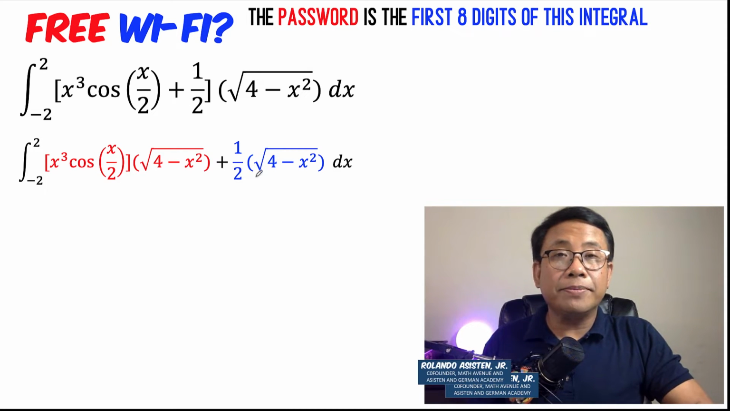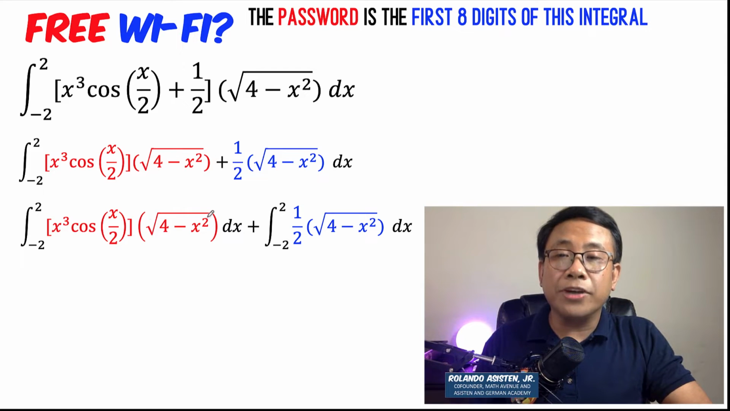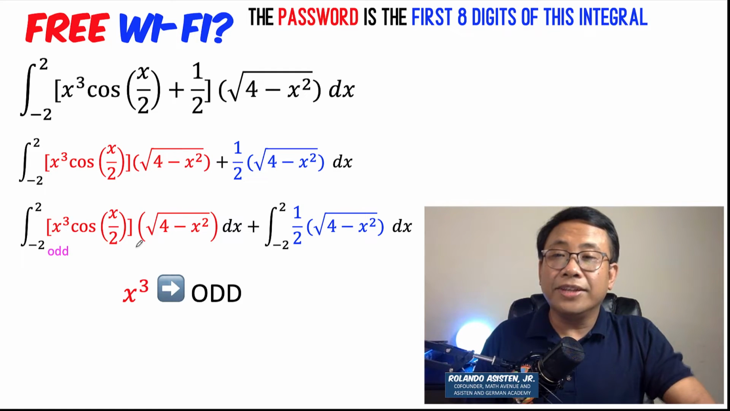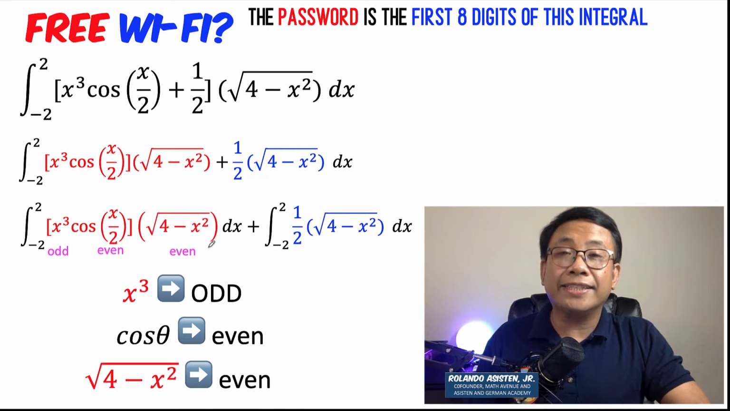Now from the properties of integrals, we can split this into two. The definite integral from -2 to +2 of x cubed times cosine of x over 2 times the square root of 4 minus x squared dx. That is one integral, plus another definite integral from -2 to +2 of 1/2 times the square root of 4 minus x squared dx. Let's concentrate first on the integral of this red function. Notice that x cubed is an odd function, cosine is an even function, and the square root of 4 minus x squared is an even function.